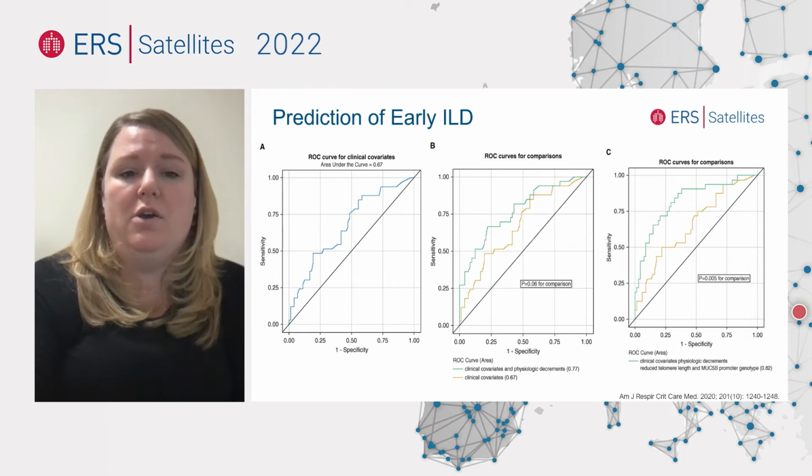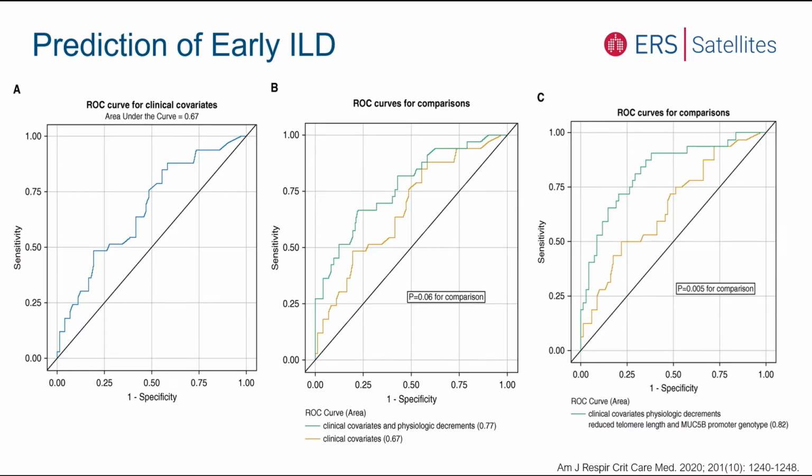Here in panel B, the clinical characteristics are still here in yellow, and what you're adding in green are physiologic decrements. Meaning if patients have these clinical characteristics, and then we add pulmonary function testing, which in these cases is predominantly reduced forced vital capacity or diffusion capacity for carbon monoxide, you can see that our ability to predict whether someone will have interstitial changes on CT scan goes up from 0.67 to 0.77, so about a 10% increase in the likelihood of finding these changes on CT.